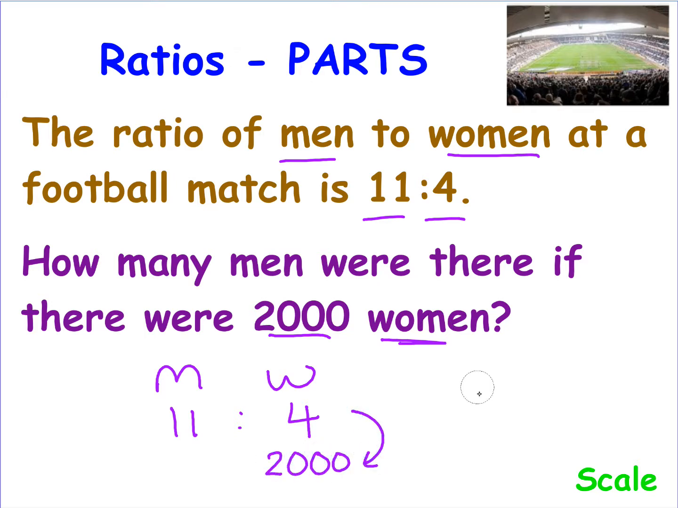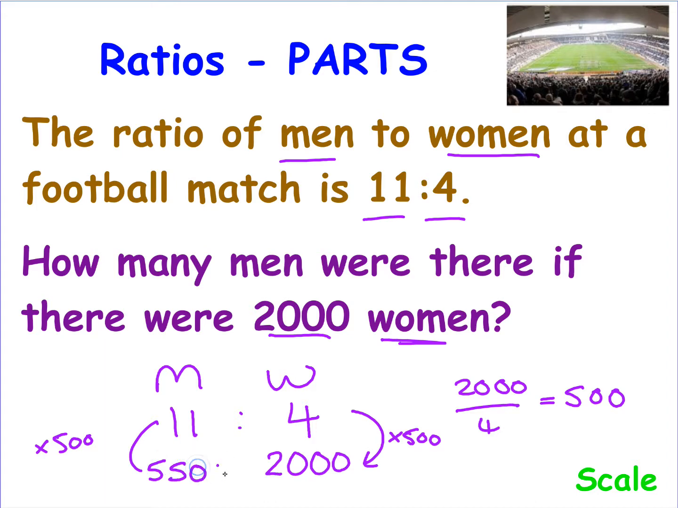So work out your scale by dividing your bottom number by your top number, and it tells you that your scale is 500. I've multiplied this by 500. What I do to one side, I do to the other, and when I multiply 11 by 500, I end up with 5,500 men. And if you wanted to, you could answer a question saying, what was the total crowd? Well, add the 2,000 to the 5,500, and you have 7,500 for your total crowd. To answer this question specifically, how many men were there? There were 5,500 men.